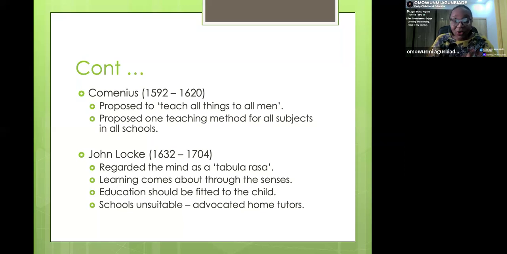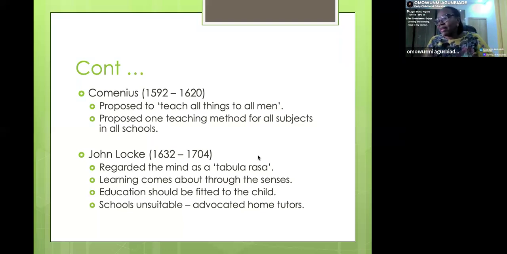Also, another is John Locke. John Locke was the one that settled more on this phrase, tabula rasa. Of course, it's a Latin phrase, which means that the mind is a blank slate.